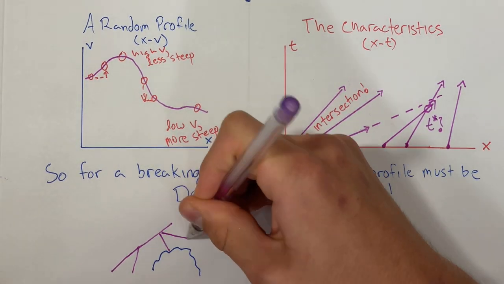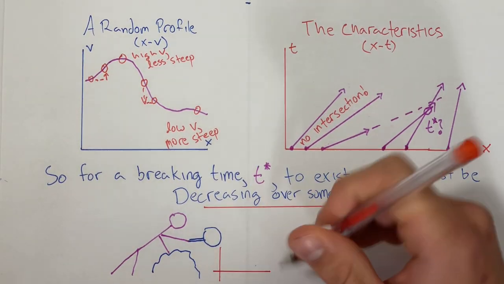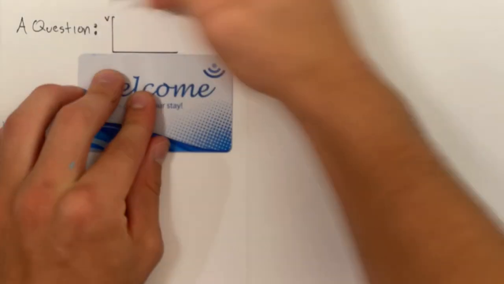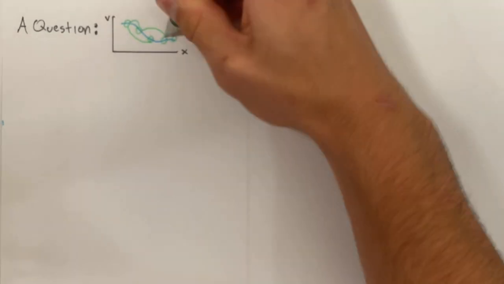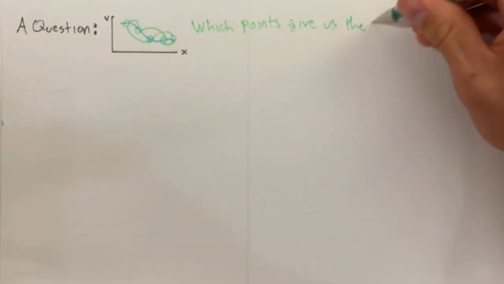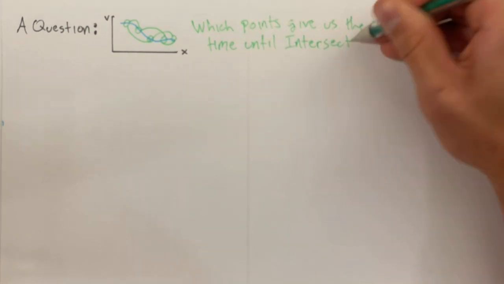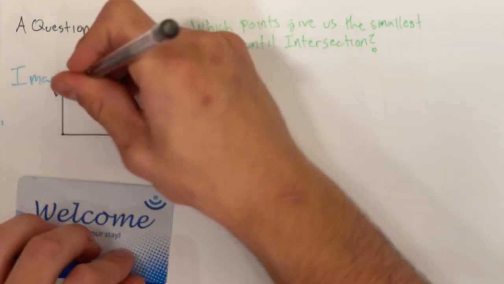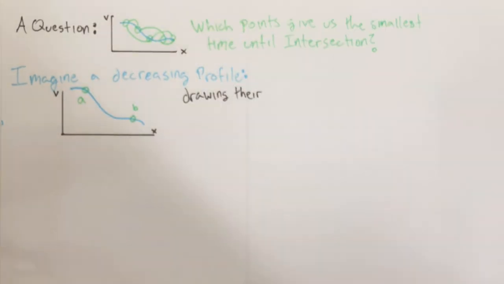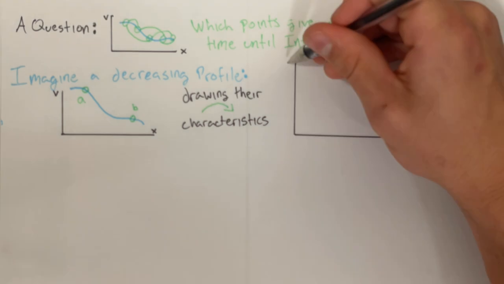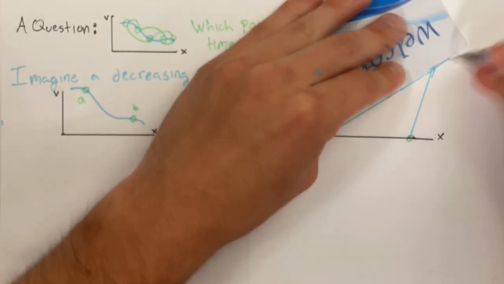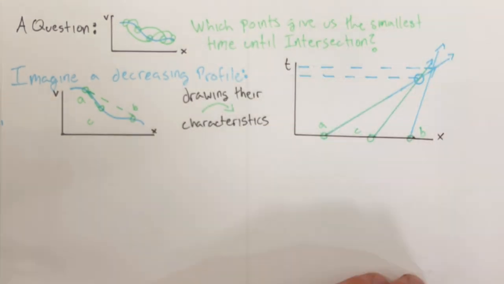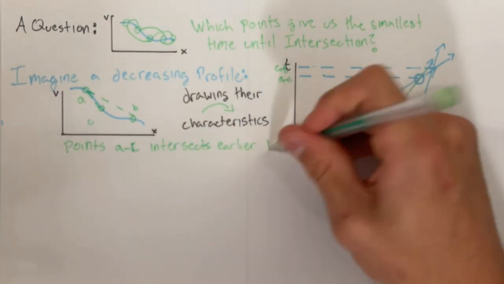Okay, so beyond that observation, how can we find exactly the earliest intersection of our characteristics? To begin, we'll make an observation about how the earliest intersection appears. That is, what is the relationship between the two points that give us the earliest intersection of characteristics? Well, imagine a decreasing profile so that we know for sure that some breaking time exists. It might look like this. If we look at two points and draw out their lines until they intersect, we might notice something strange. If we choose another two points whose average velocity slope is greater, the lines intersect earlier.